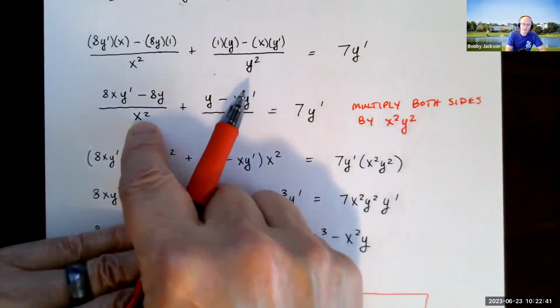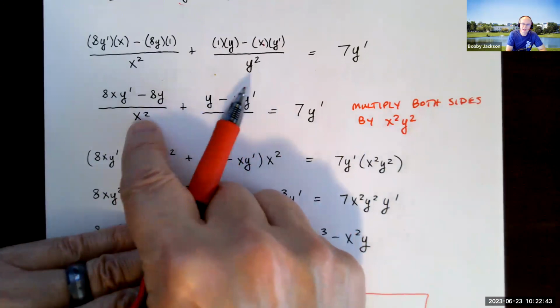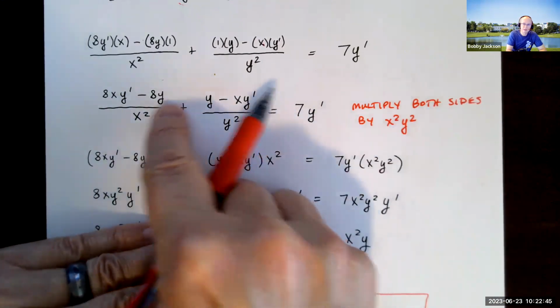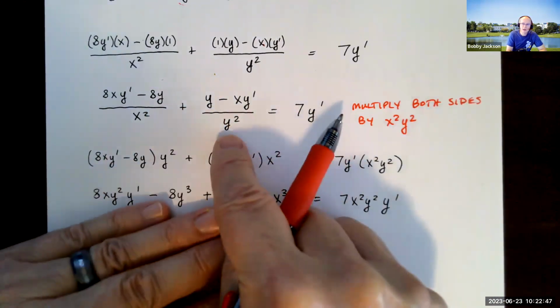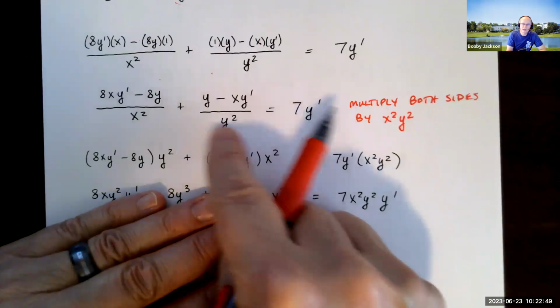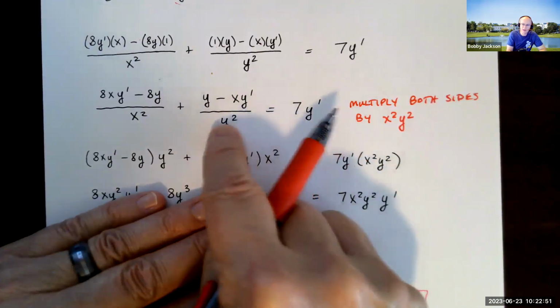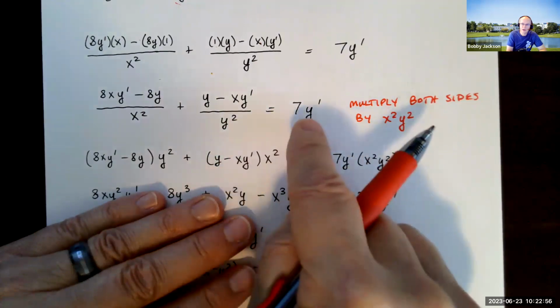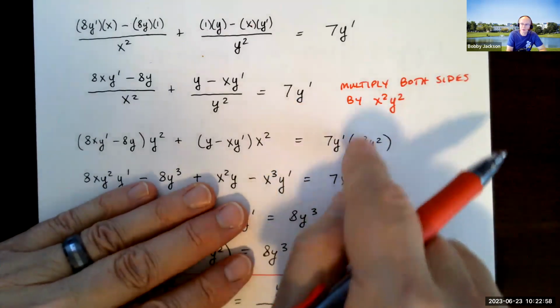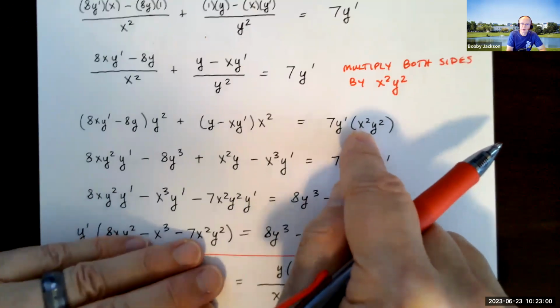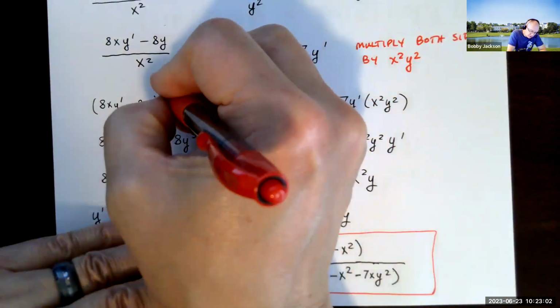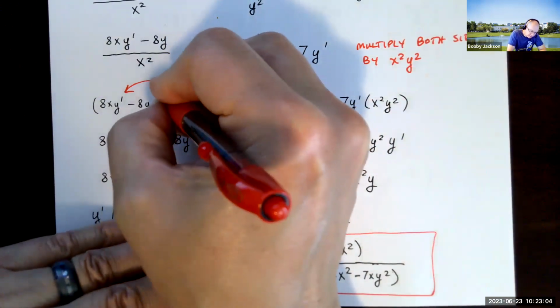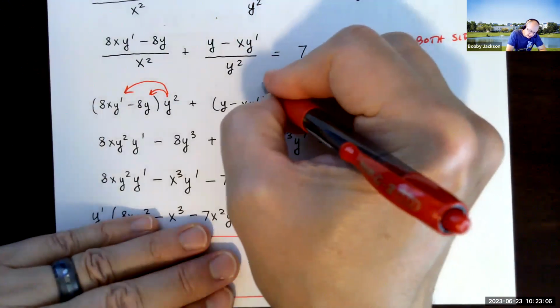And when I multiply this by x squared y squared, the x squared cancels, and I'm just left with y squared times the numerator. Here, when I multiply x squared y squared by this, the y squared factors will cancel, and I have just x squared times the numerator. And then I have to multiply this one by x squared y squared. Okay. Now what I'm going to do is I'm going to distribute the y squared through here and the x squared through here.